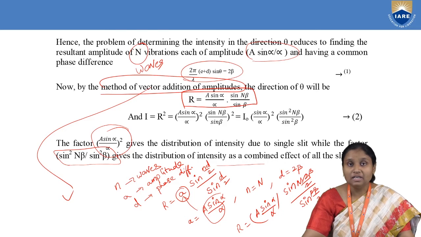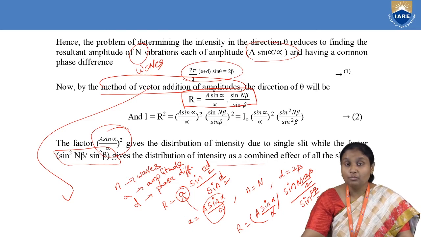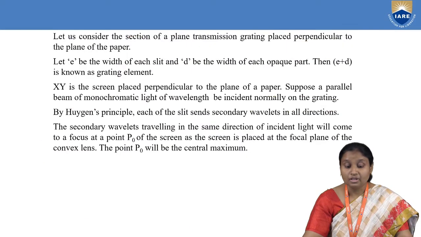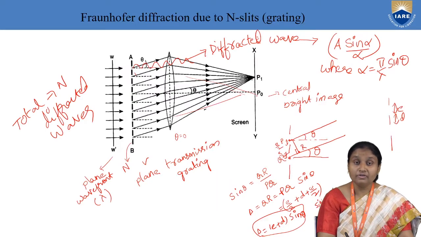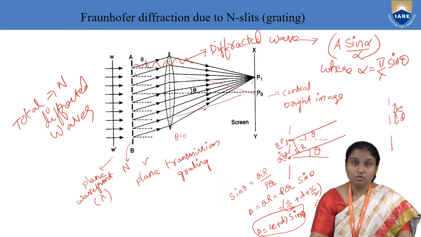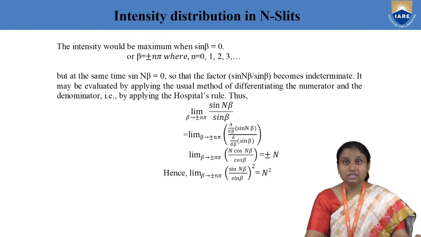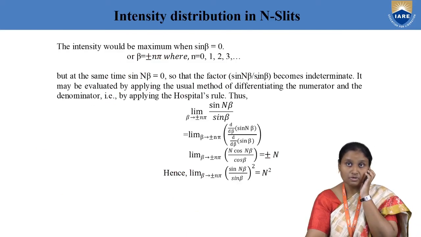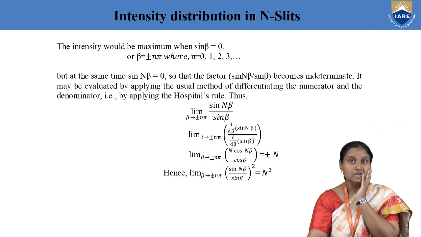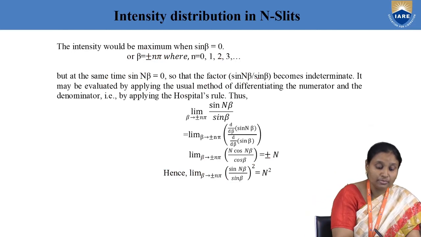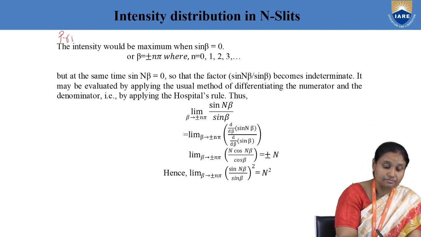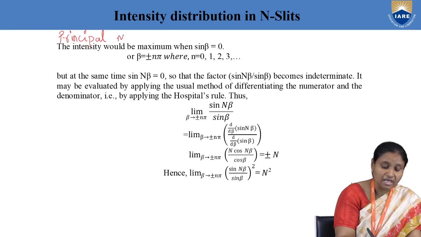Now next, once we get intensity, we'll try to see the point P1 on the screen, which is because of secondary waves making angle theta with the normal direction. So what are the conditions to be bright and what are the conditions to be dark? In order to consider those conditions, first I'll talk about principal maxima.